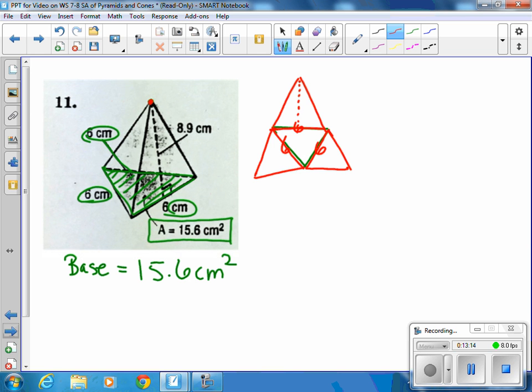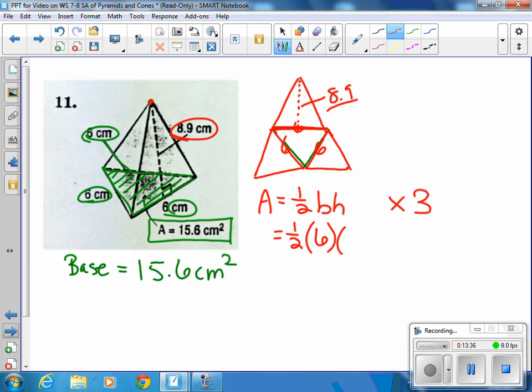But the height is the same on all of them because the height is the same as the slant height. So that is 8.9. All right, so area equals half BH. But remember, I have 3 triangles this time, so I'm going to times it by 3 when I'm all done. That means I have half times the base, which is right here. That's 6, we already said. And the height, we said, is 8.9, which is the same as the slant height.